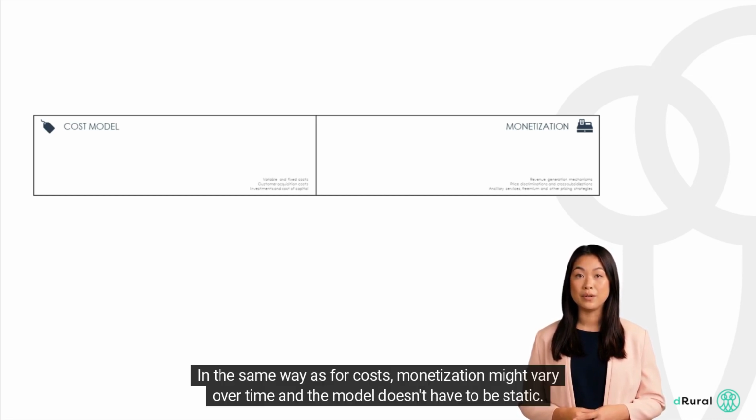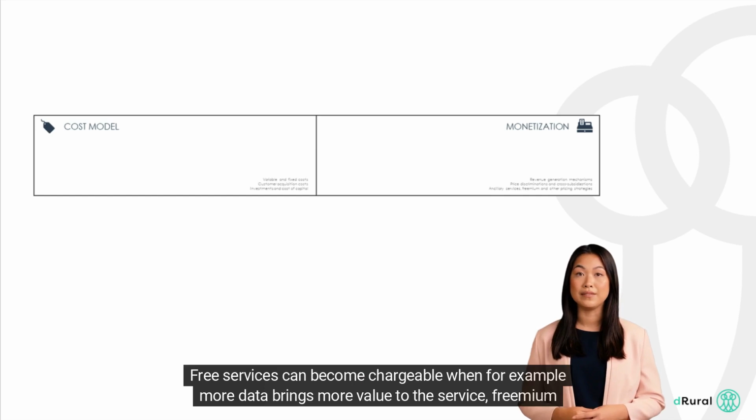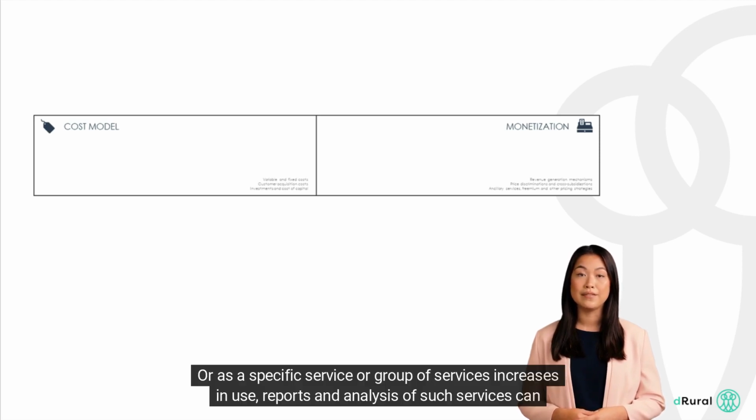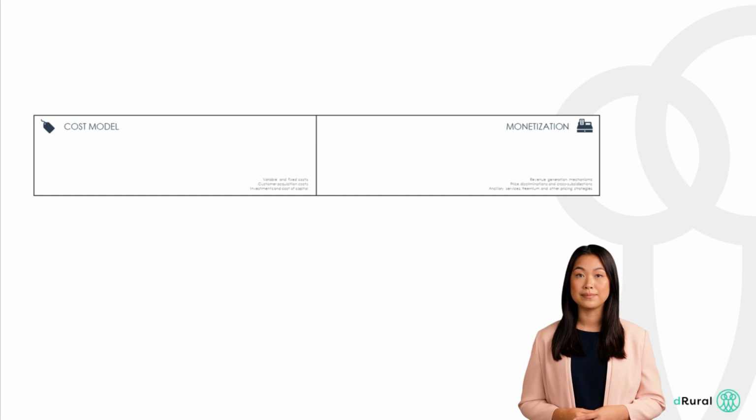In the same way as for costs, monetization might vary over time, and the model doesn't have to be static. Therefore, try to find steps or phases that you can divide also your monetization plan into. Free services can become chargeable when, for example, more data brings more value to the service. Freemium can become premium, if we use a platform term. Or as a specific service or group of services increases in use, reports and analysis of such services can become highly valuable for new segments on both consumer and producer sides, which can create additional revenue streams.